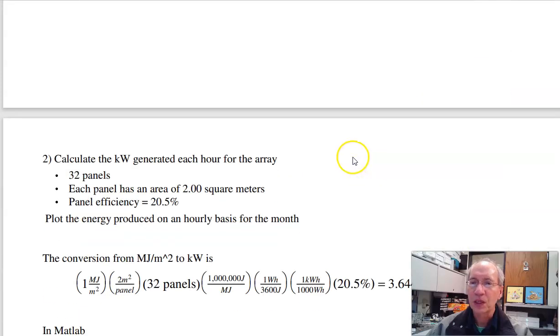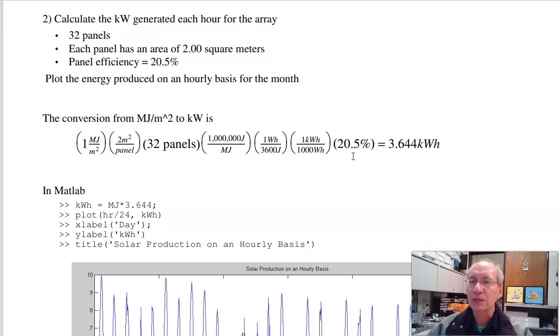Problem 2 says now convert that to kilowatts. So here the trick is to convert the units, megajoules per square meter, to kilowatt hours. To do that, get the units to cancel. So I've got square meters. There's 2 square meters per panel. There are 32 panels. 1 million joules is 1 megajoule. Megajoules cancel. 1 watt hour is 3,600 joules. 1 kilowatt hour is 1,000 watt hours. 20.5% efficient.